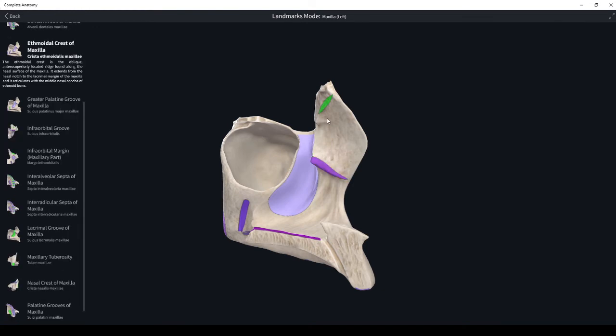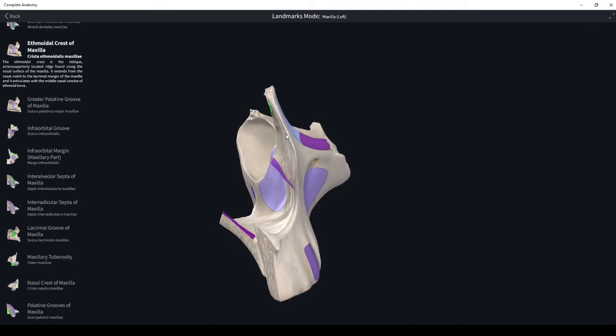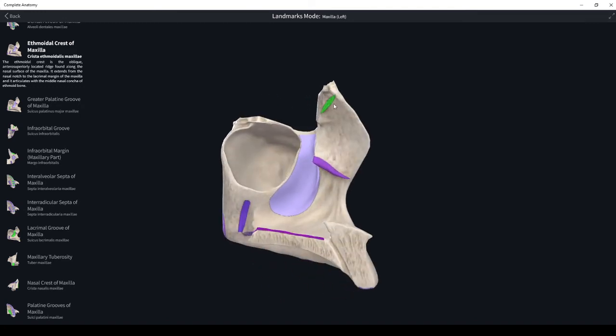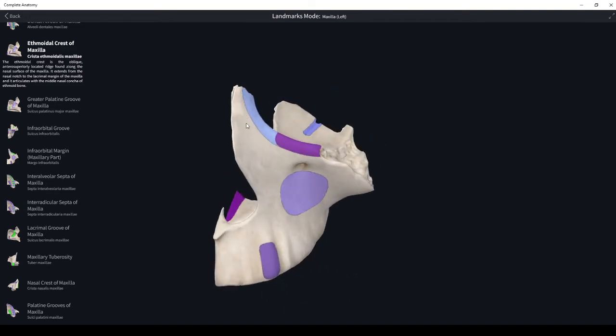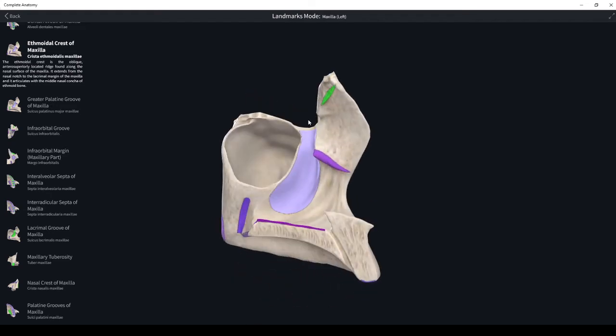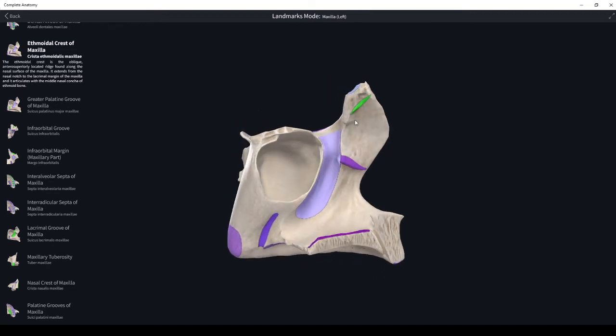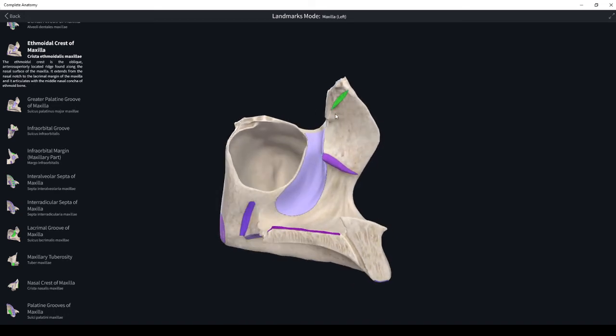Superiorly of it, located mostly on the process, is the ethmoidal crest. This is the ethmoidal crest, an oblique and superiorly located ridge found along the nasal surface of the frontal process of the maxilla. It extends from the nasal notch toward the lacrimal margin of the maxilla, at the place of attachment of some aspect of the ethmoidal bone.